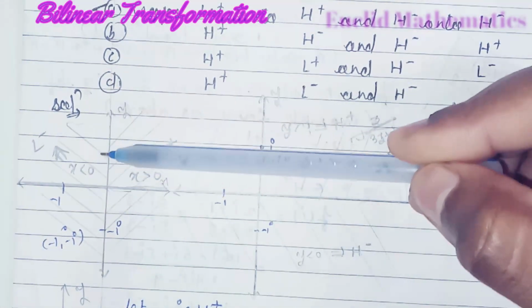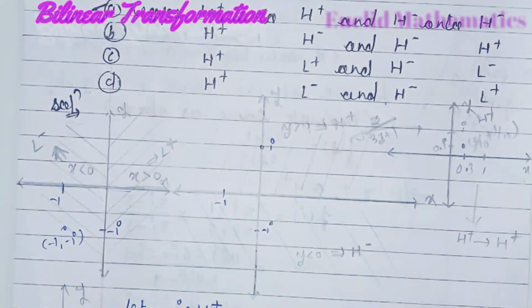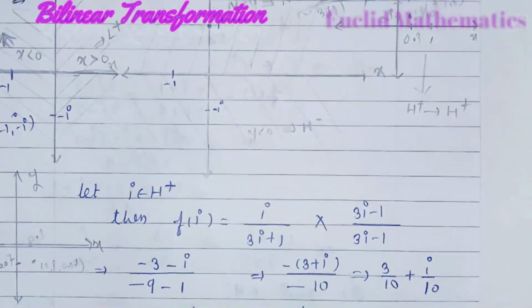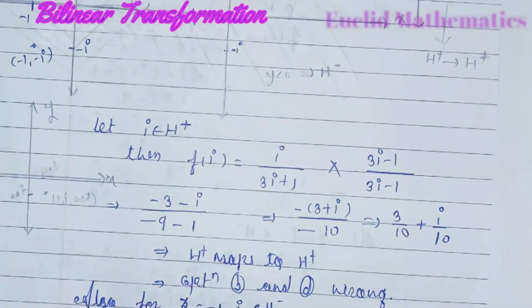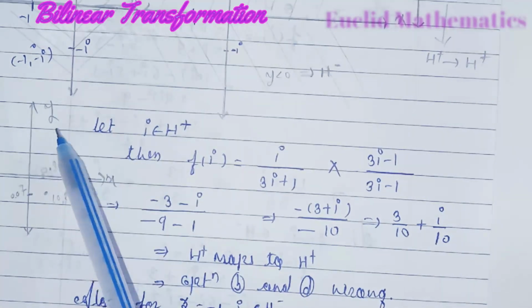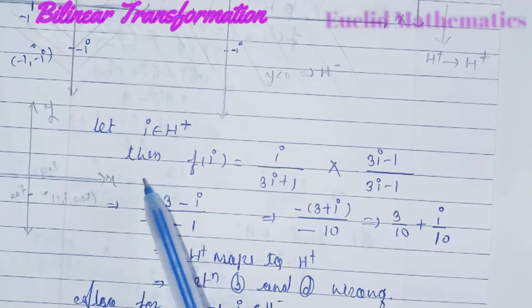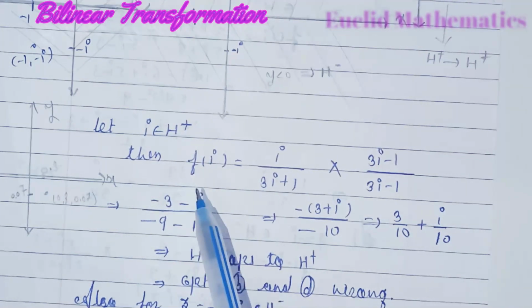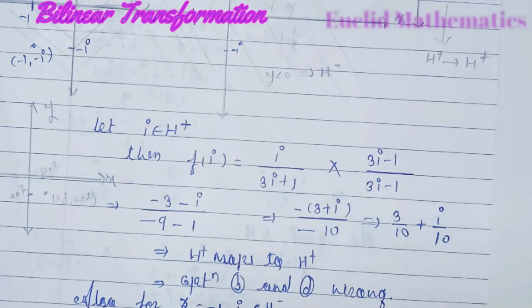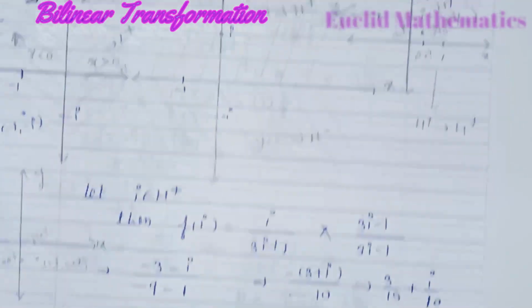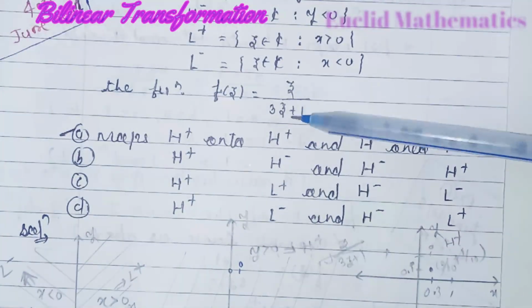So let's consider the positive y-axis, i is there. So i belongs to the positive half plane, H plus. You can see here I consider i from the positive axis of y. So when H plus is there, then i belongs to H plus. Then we have f of z, which is z upon 3z plus 1, the example given in our example.